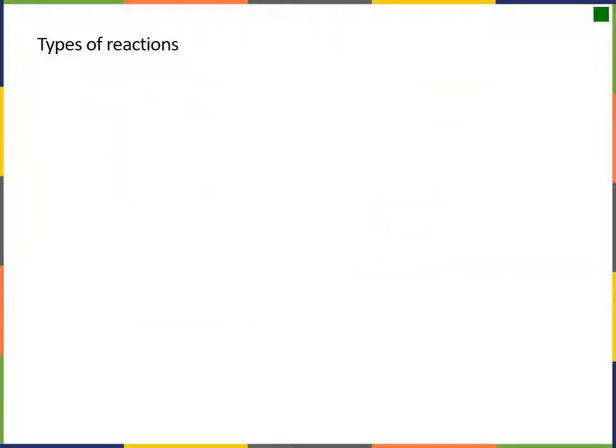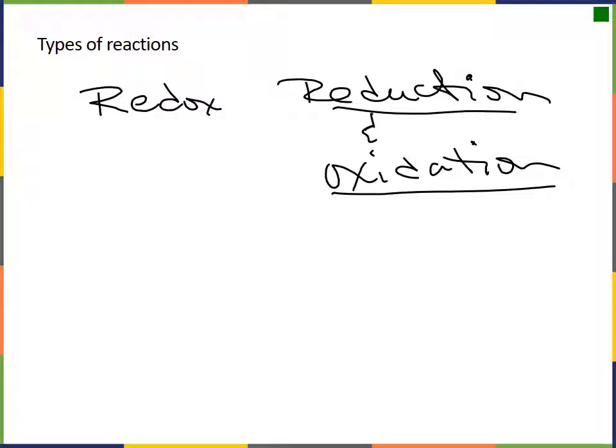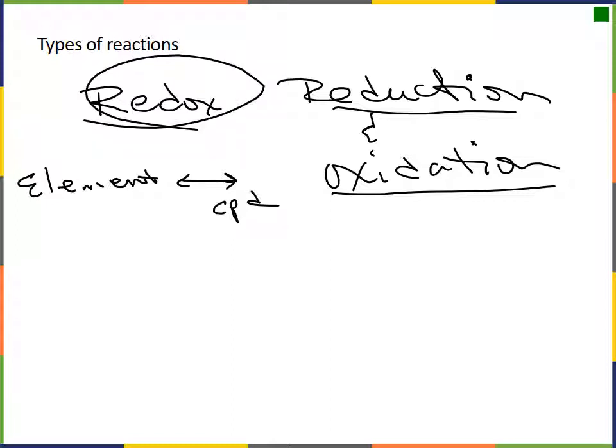So the basic types that you need to know: redox. Redox is a combination of two words, reduction and oxidation. This is going to be a process where electrons are lost and gained. Sometimes it's not obvious that they are lost and gained, but nonetheless, the best way to spot a redox reaction is if you have an element on one side of a chemical equation, and on the other side, and it could be either side, you have a compound, it is going to be a redox reaction.